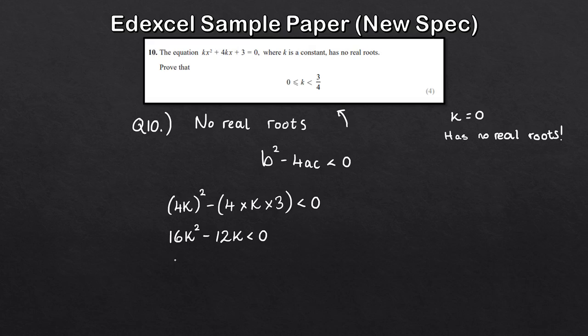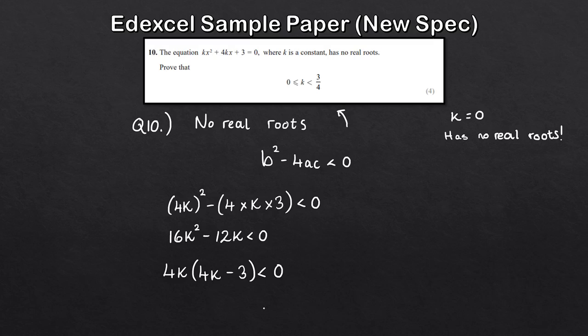Now, if we come back to our quadratic inequality, what we want to do is see if we can factorise this and solve the inequality. We can factorise this quite nicely by factoring out 4k. So I get 4k here, and inside the bracket, what do I times 4k by to get 16k squared? Clearly that'll be 4k. And what do I times 4k by to get minus 12k? That will clearly be minus 3. And this is all less than 0.